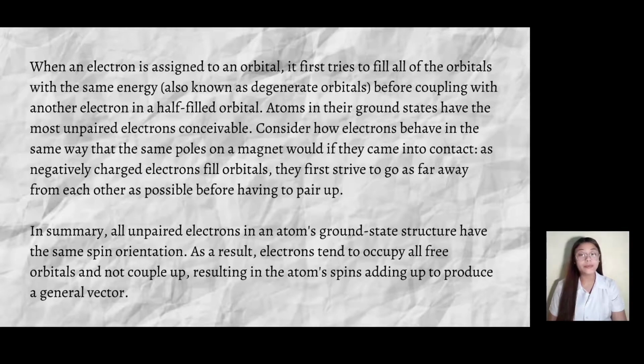So, for example, consider how electrons behave in the same way that the same poles on a magnet would if they came into contact. As negatively charged electrons fill orbitals, they first strive to go as far away from each other as possible before having to pair up. So, in summary, all unpaired electrons in an atom's ground state structure have the same spin orientation. As a result, electrons tend to occupy all three orbitals and not couple up, resulting in the atom's spins adding up to produce a general vector.